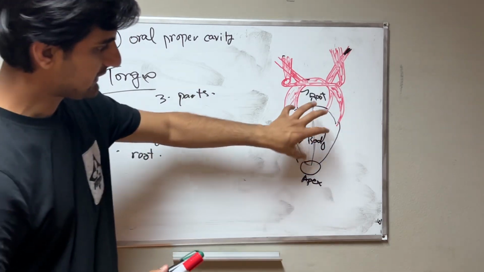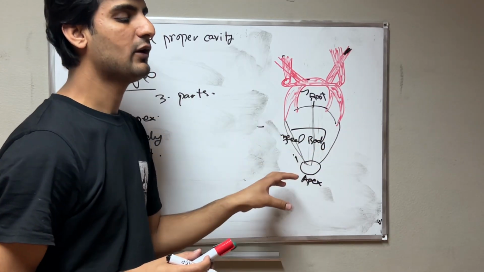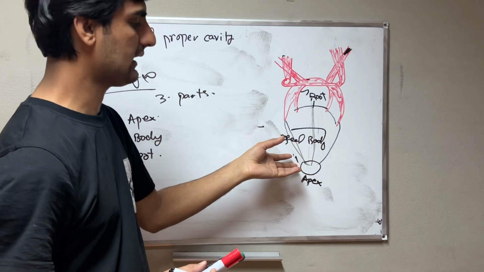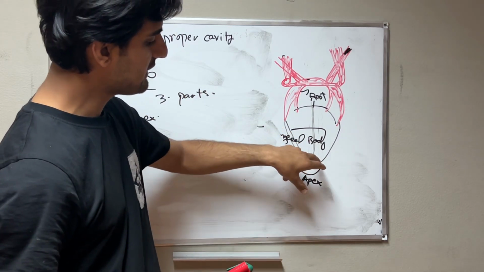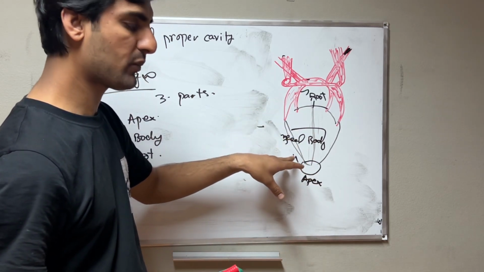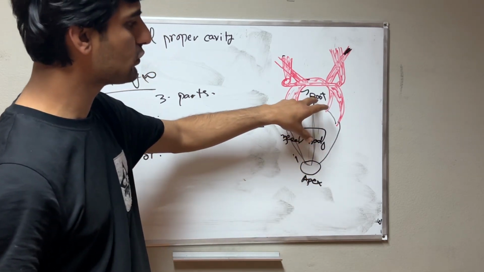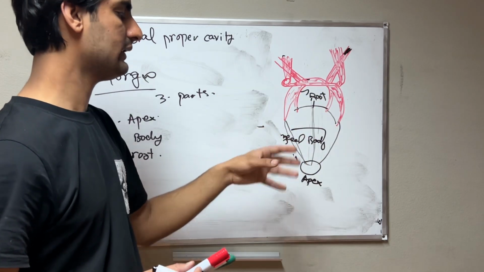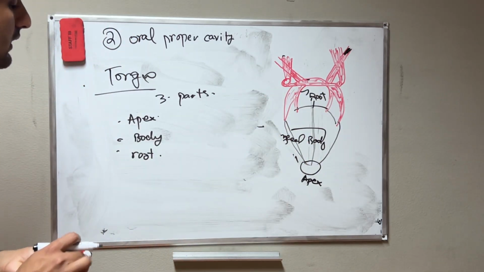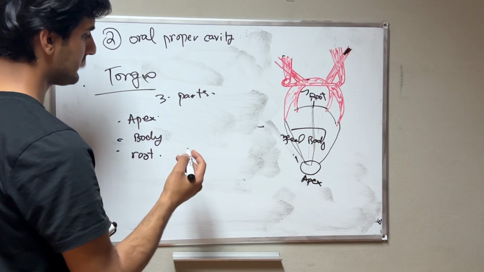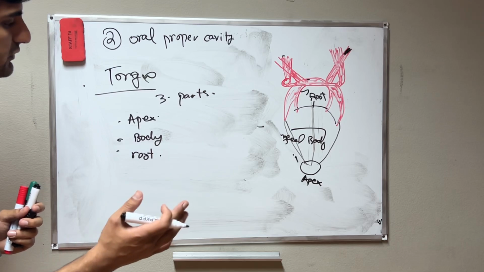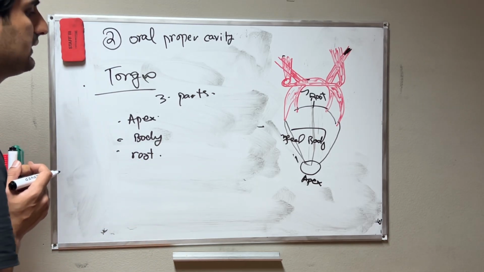And one thing more. On the tongue we have many papillae. The apex has papillae, the body has papillae, but the root has no papillae; there we have tonsils, the lingual tonsils. These are the 3 parts of the tongue. Then we will discuss the skeletal muscle and the proper muscle of the tongue.